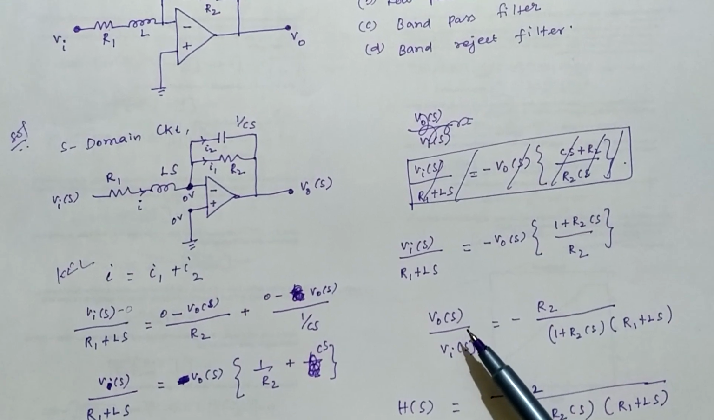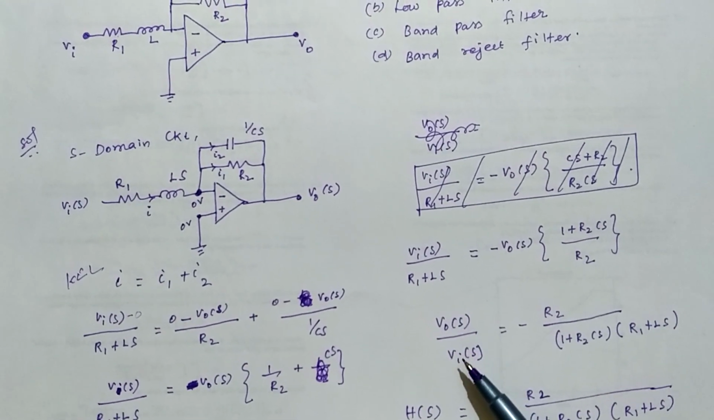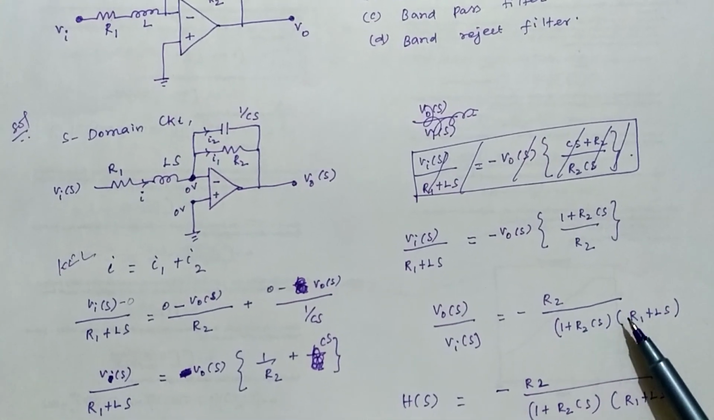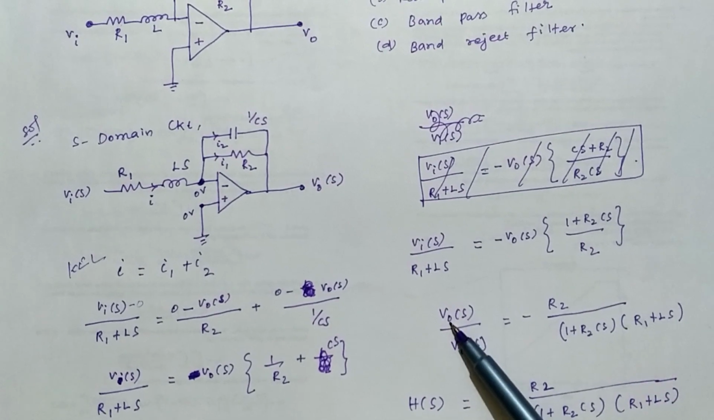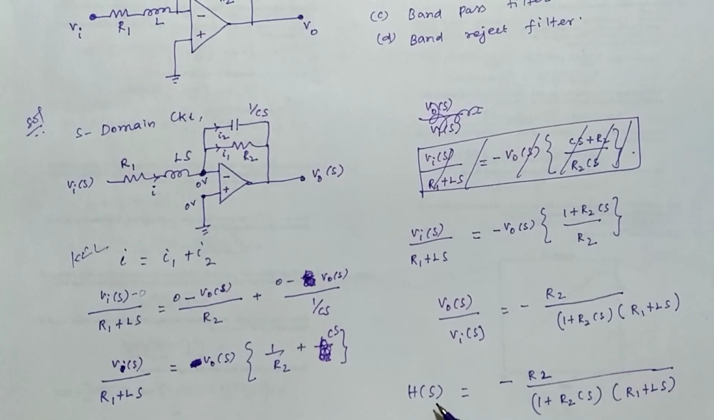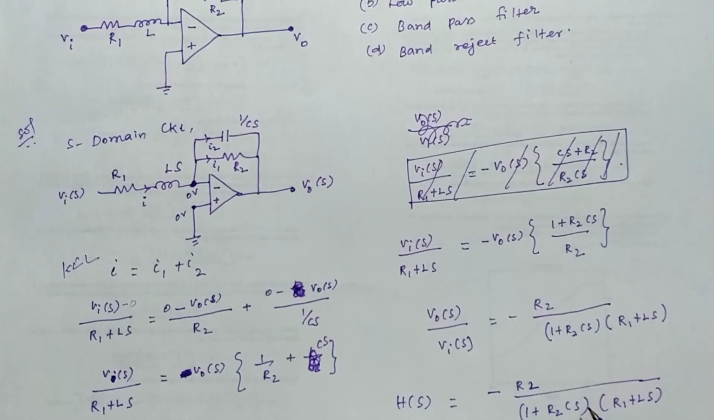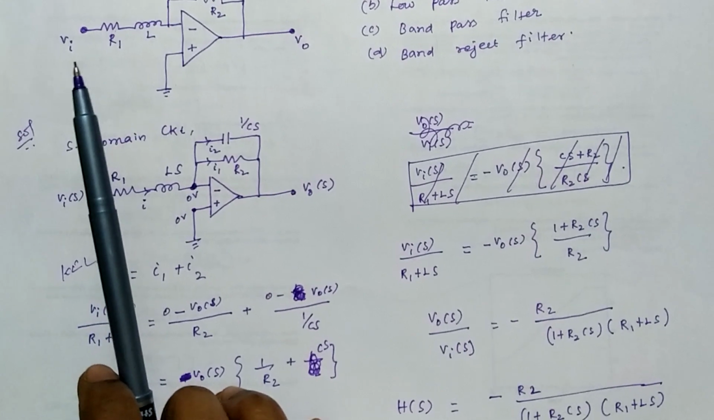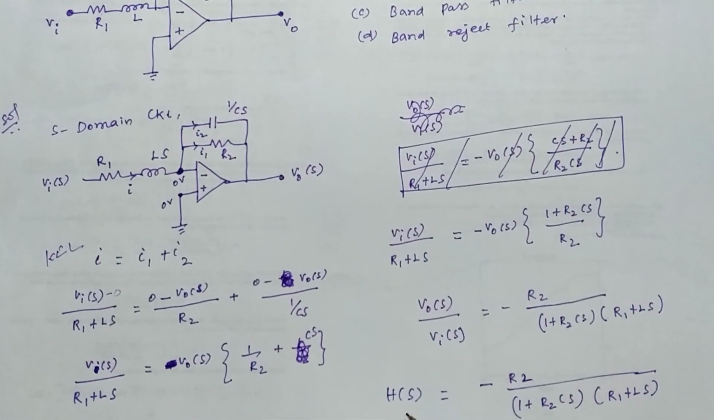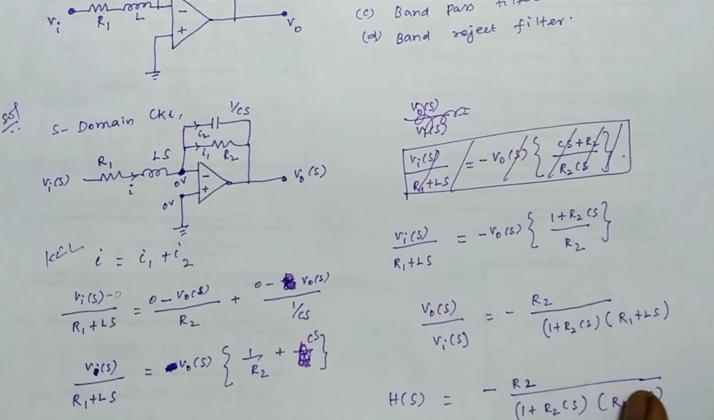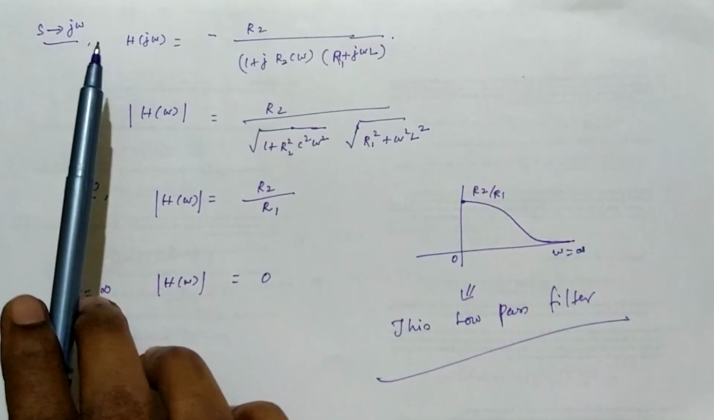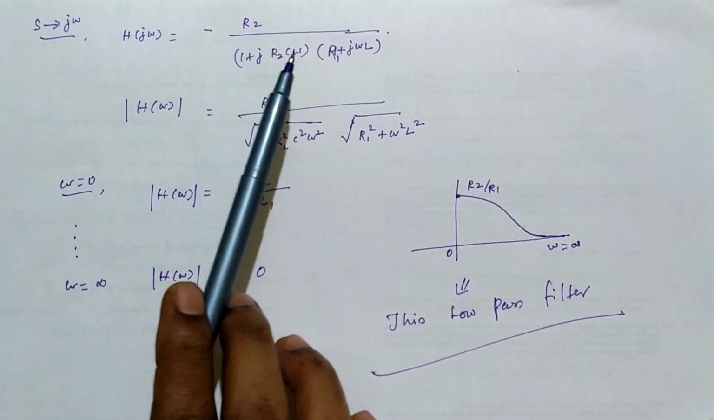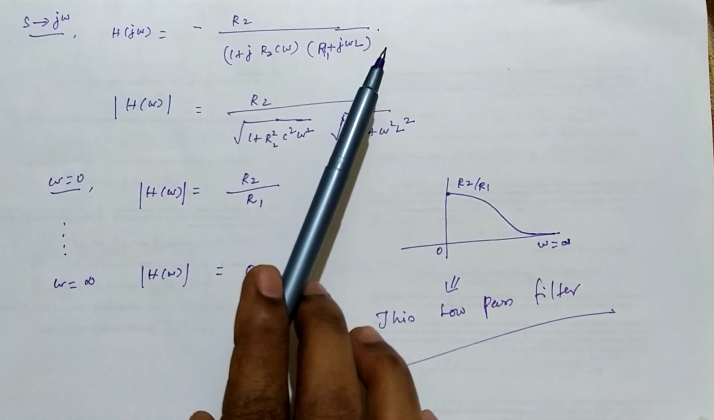Now write the transfer function, output voltage by input voltage, in the S domain. So this is the result we got. Let this output voltage by input voltage be H of S is equal to this. Now we apply the input voltage as a sinusoidal voltage, so we replace S by J omega to find what type of filter it is. When we replace S by J omega, we have the result like this.